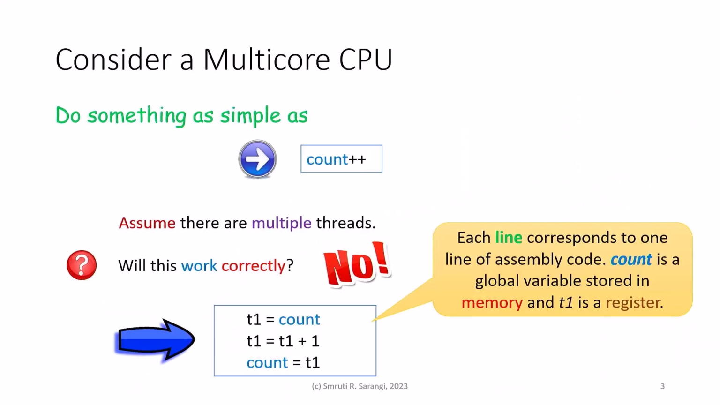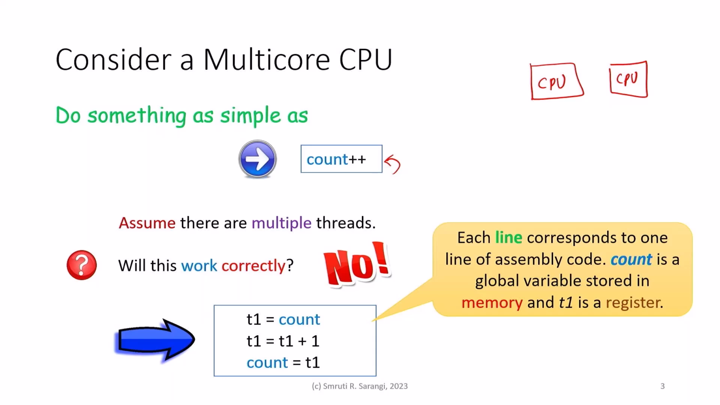So consider a multi-core CPU. A multi-core CPU would have 2 cores. Linux calls them different CPUs, so let's also use the same terminology. Let us say they are running exactly the same program, 2 different threads. Count is a global variable, a single shared address. Both are trying to increment count. So they will do count plus plus.